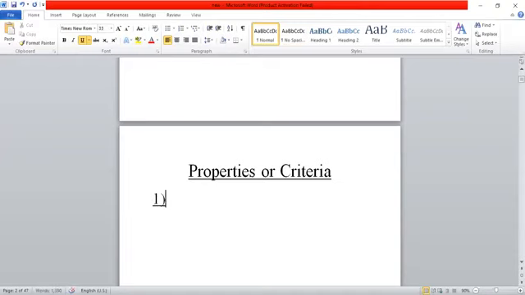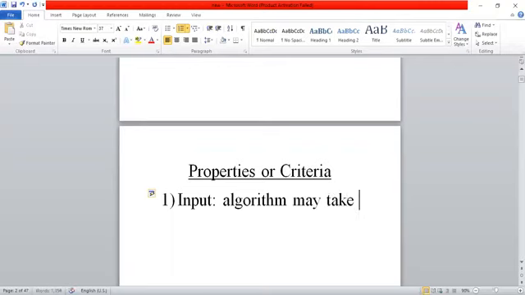So the first one is input. Very, very important. The first property is input, and I'll write and explain. So what do you mean by input? Relate this input to our designed algorithm or program. Generally, an algorithm may take either zero inputs, one input, or more number of inputs. I will give one example. This is the first property.